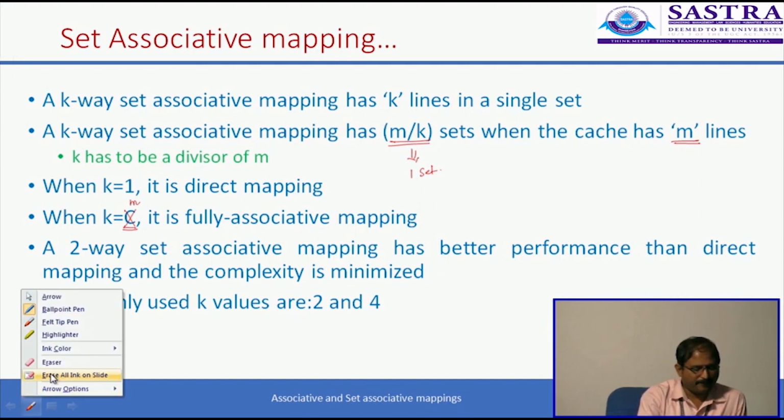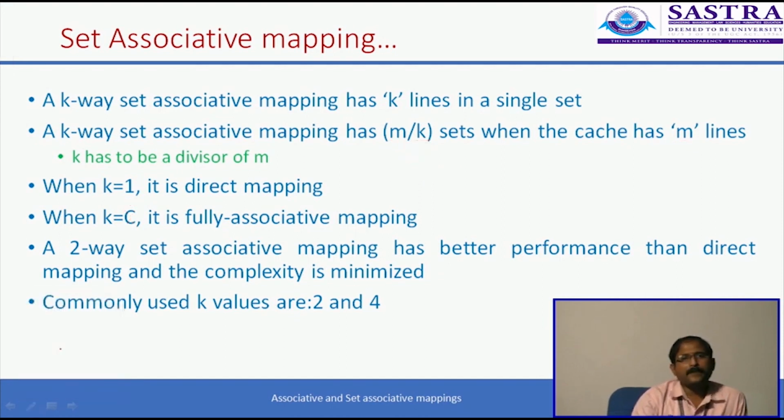So, a set associative mapping may be modified as a direct mapping, or it may be modified as fully associative mapping. A set associative mapping has number of sets like this. If it is 1, then that is fully associative mapping. If it is m, this is number of sets, then that one is direct mapping.